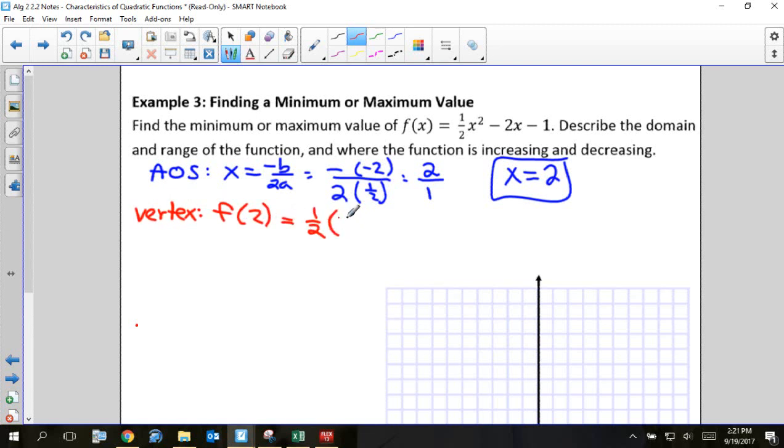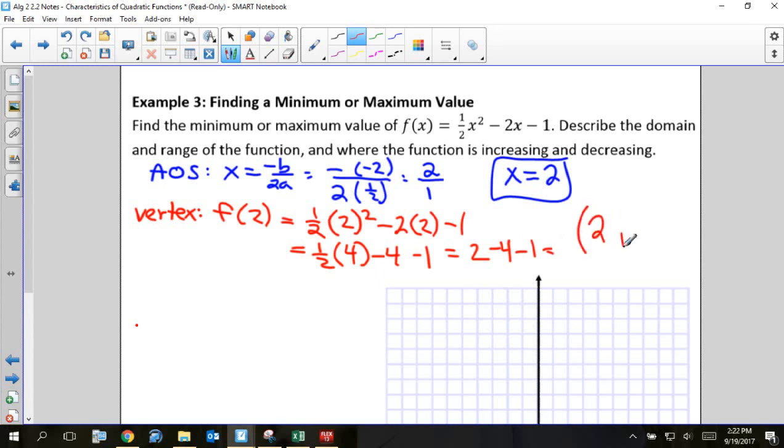So 1/2 parenthesis 2 squared minus 2 parenthesis 2 minus 1. And then we use order of operations, which says you square it before you multiply by 1/2. So we square 2 before we multiply by 1/2. 1/2 times 4 minus 4 minus 1. So 2 minus 4 minus 1. What is our vertex? 2, negative 3.